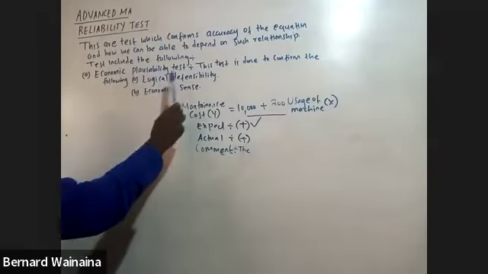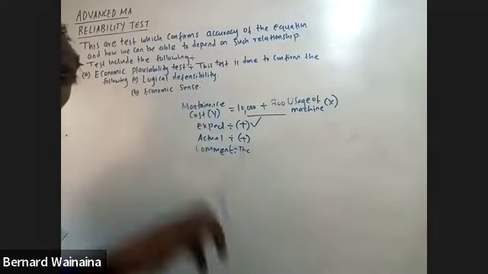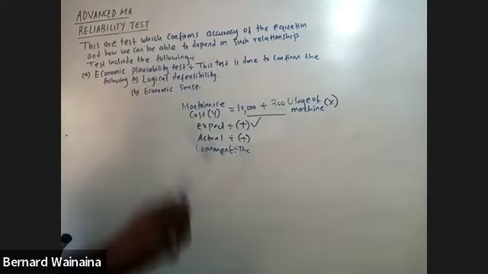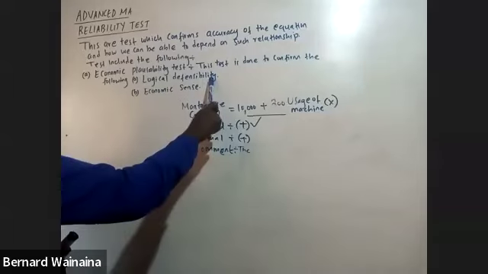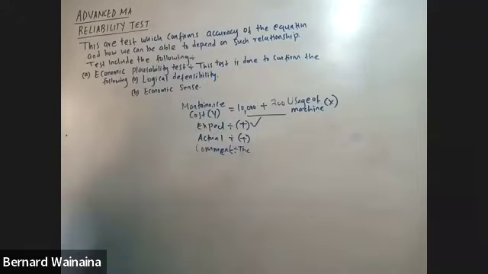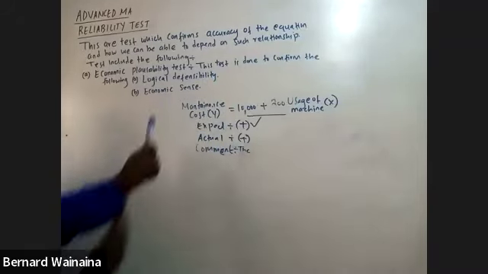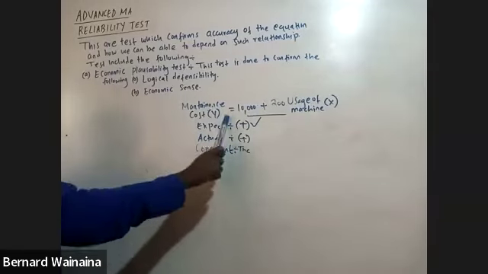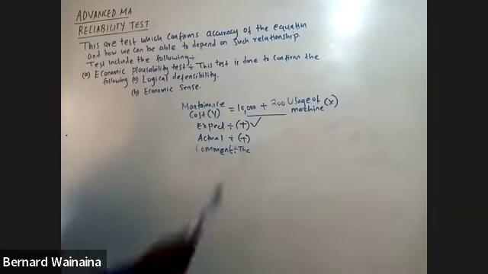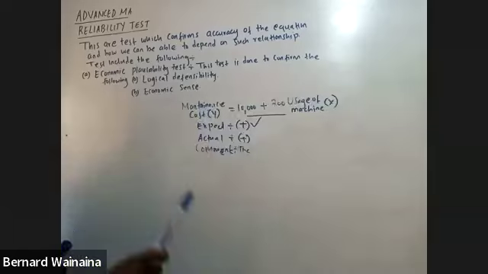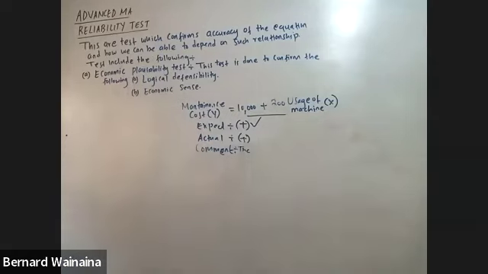Number one, logical defensibility. Can the equation defend itself in various circumstances? If yes, then we say the equation is logical. Number two, is the equation making any economic sense? If yes, then we say the equation has economic plausibility. For now, that is what we need. Let us write it down.